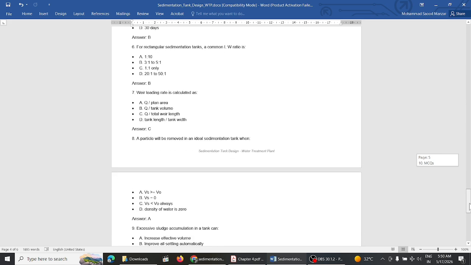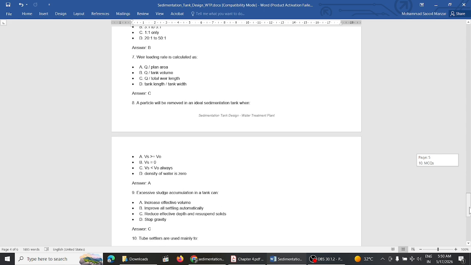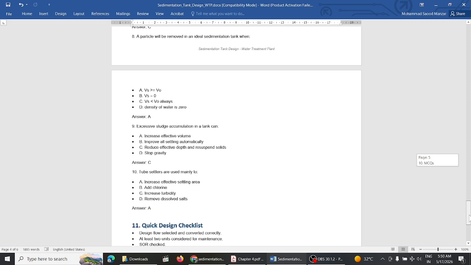A particle will be removed in an ideal sedimentation tank when the settling velocity is greater than or equal to the overflow rate. Excessive sludge accumulation in a tank can cause an increase in effective volume, or improve all settling automatically. So it will reduce effective depth and resuspend solids. The tube settlers are used mainly to increase, so we have not covered this.